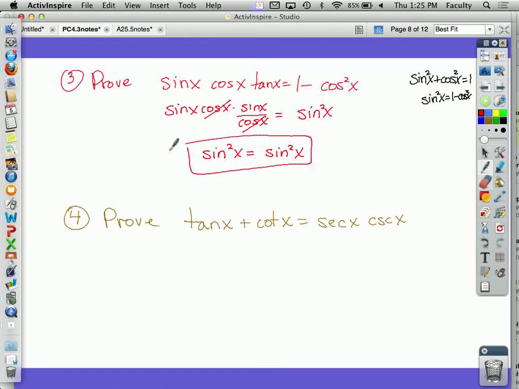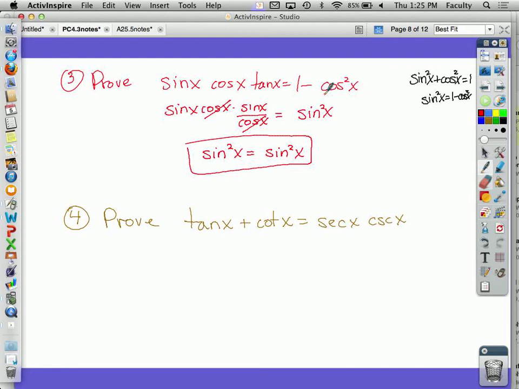Okay, that was a little fancy that I did. Sine squared x plus cosine squared x equals 1. Because that's a given identity, I may manipulate it. So I subtracted cosine squared x from both sides, and then I can substitute 1 minus cosine squared x for sine squared x.